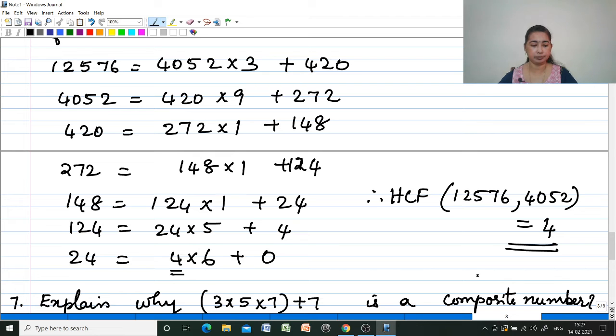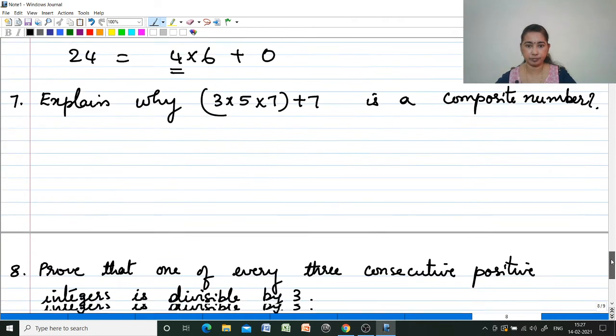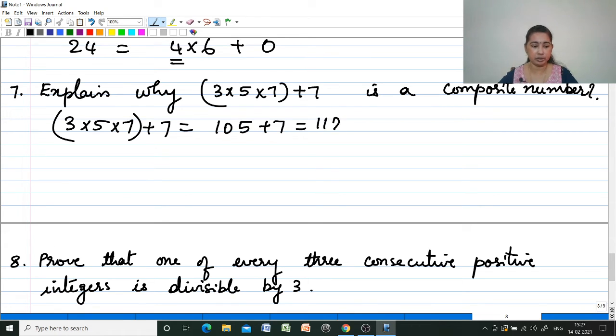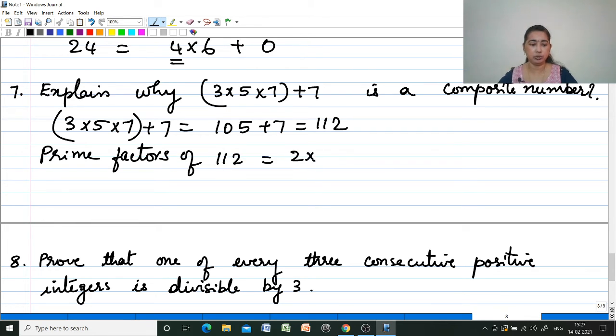Okay, now next question. Next one is, explain why 3 into 5 into 7 plus 7 is a composite number. Why are we saying that this is a composite number? We can write this as 3 into 5 into 7 plus 7. Multiplying, we get 105 plus 7, which is equal to 112. Prime factors of 112 is 2 into 2 into 2 into 2 into 7, that is 2 raised to 4 into 7.